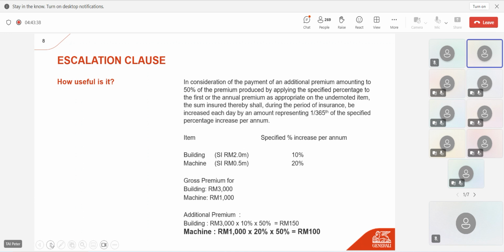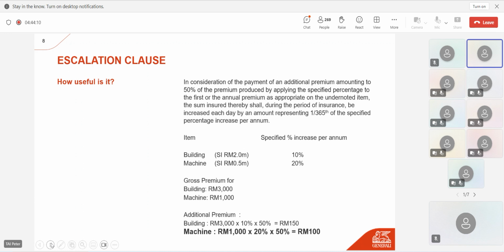All right, so I'm going to give you a very, very simple example. Escalation can be applied for building and machinery. For example, for your building, you put in a 10% escalation clause, and for machinery, you put in 20%. Let's say the gross premium for building was 3,000 ringgit, and machine is 1,000 ringgit. So how much is the premium to be paid?